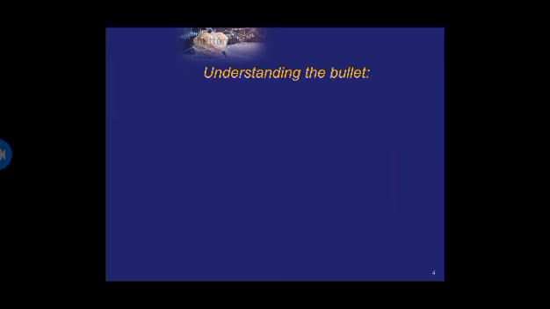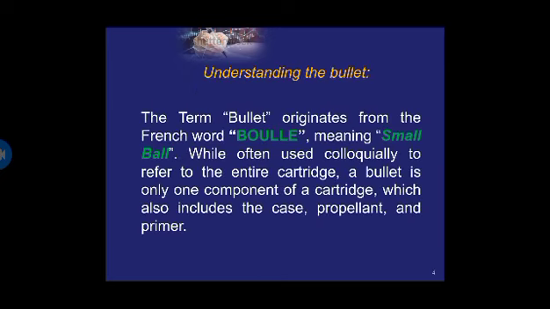Understanding the bullet: the term bullet originates from the French word boulette, meaning small ball, while often used colloquially to refer to the entire cartridge. A bullet is only one component of a cartridge, which also includes the case, propellant, and primer.